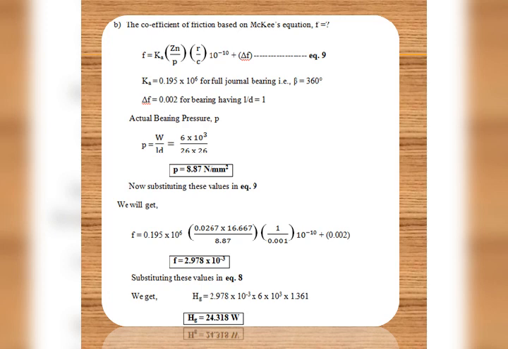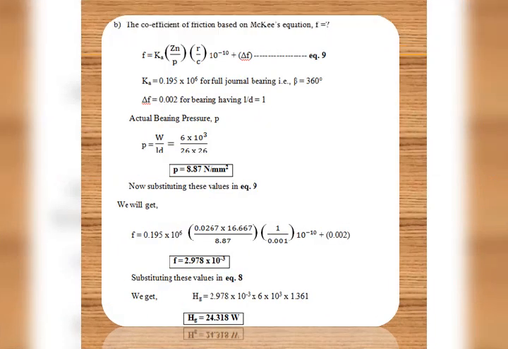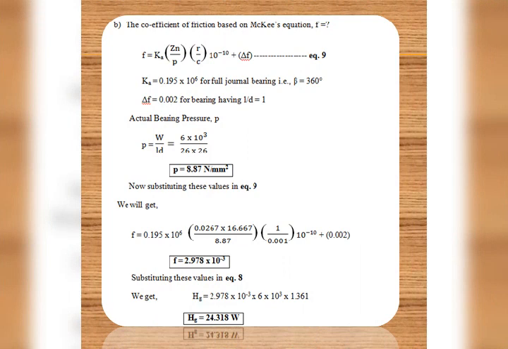Actual bearing pressure, now we have to find, since we modified the value of diameter, we increased. Earlier the value was 25 something, that we rounded up to 26. Now we are supposed to find the actual bearing pressure, that is P is equal to W by LD. Substitute the value of W is equal to 6 into 10 to the 3 and L into D is 26 into 26. Therefore bearing pressure P we are getting 8.87 Newton per mm square. Now we are supposed to substitute this in equation number 9.